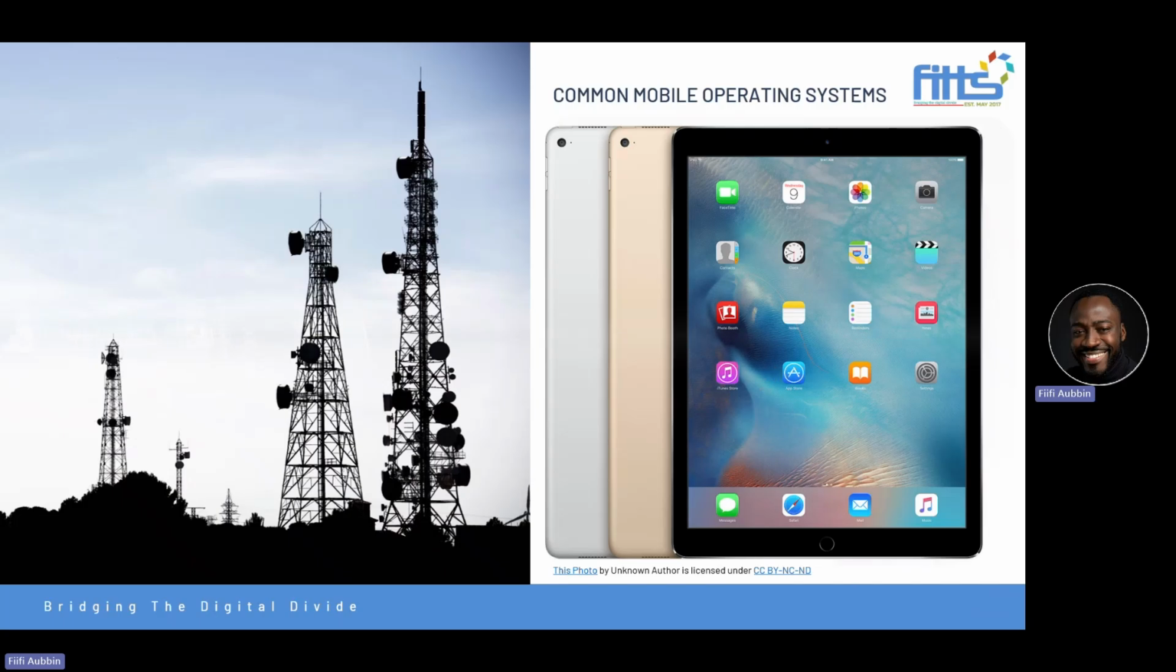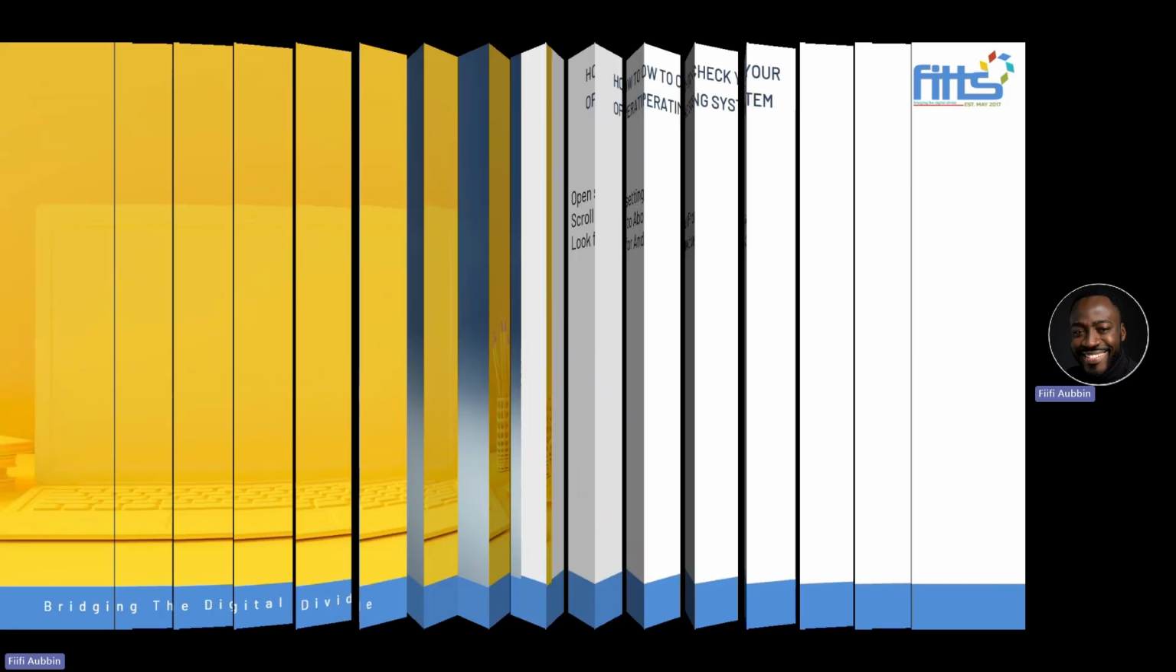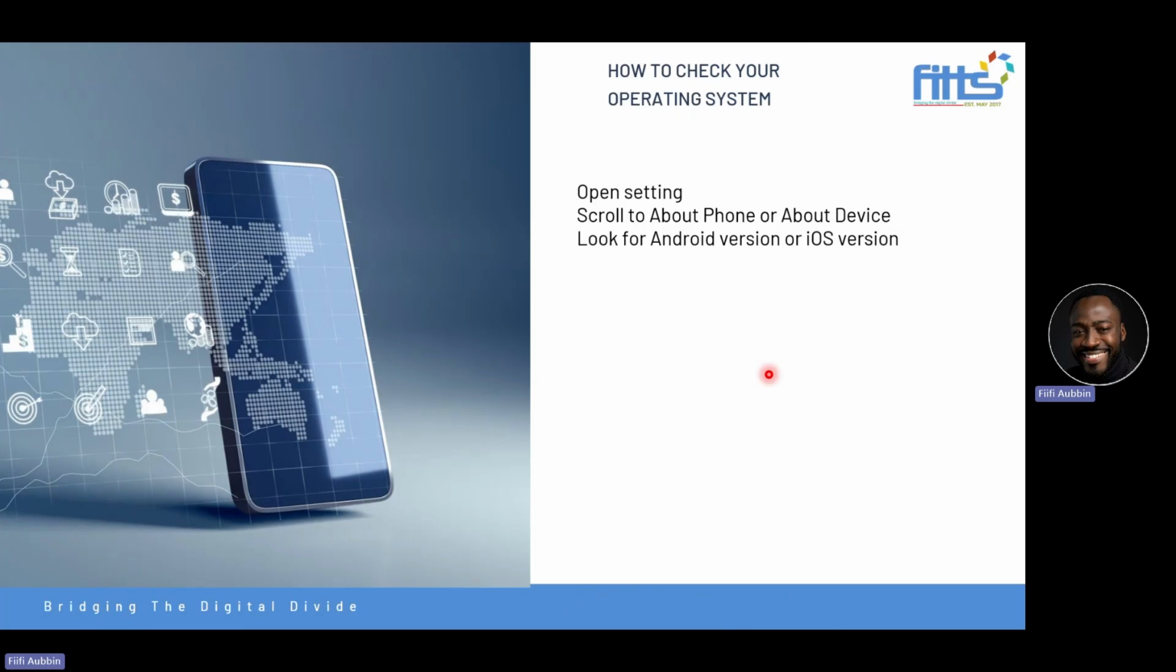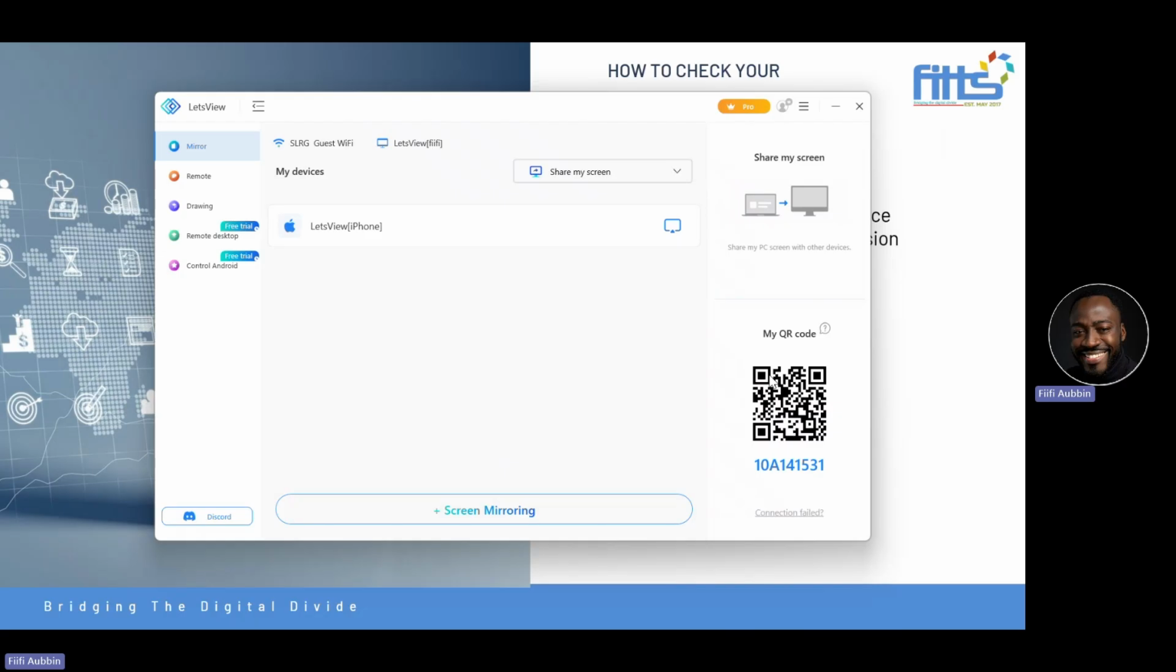Now, let's get to the practical bit where we check our operating system. So how do you check your operating system on your smartphone? On your smartphone, you open settings, then you can just search for about phone or about device, depending on the phone type or the operating system type, whether it's Android or iOS. Then on your computer, let's check this one quickly. On the phone, let me share my screen so that I can demonstrate for you to see.